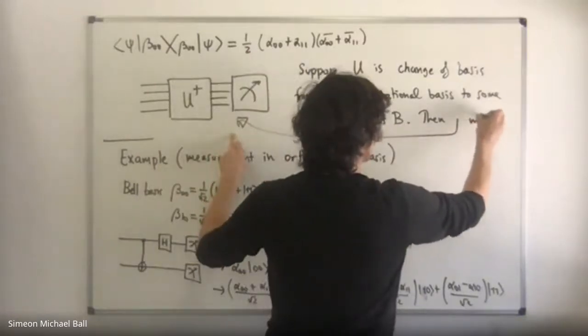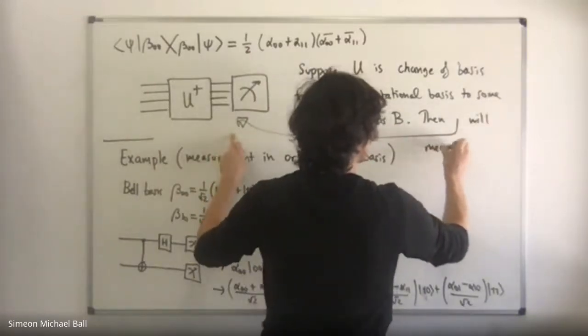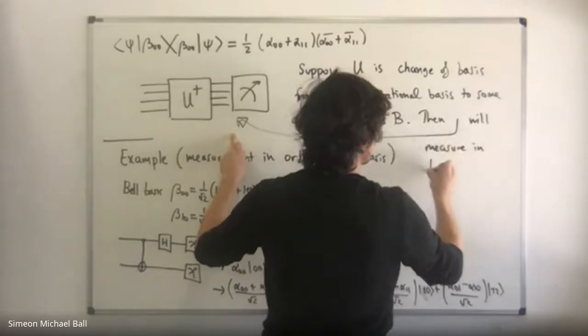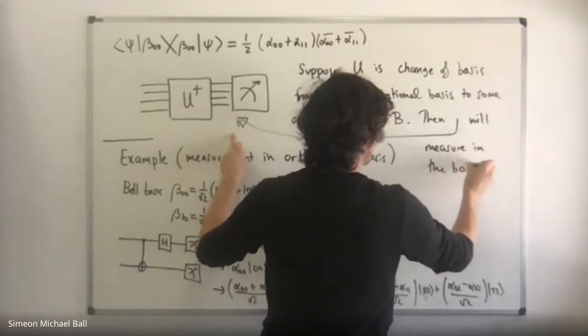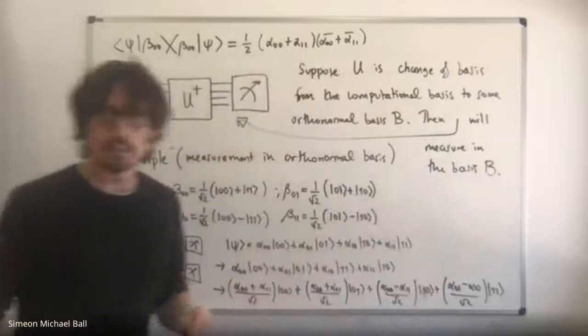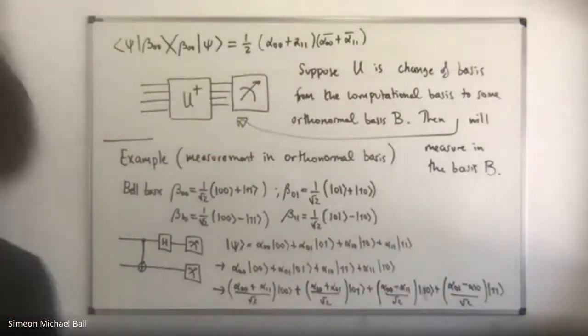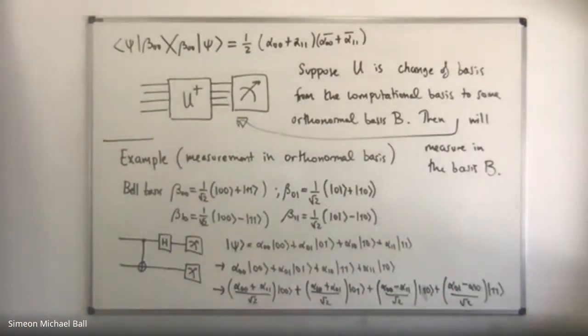will measure in the basis B. And if you want a proof, Adrian will provide the proof for you. I think that makes total sense, and there's almost nothing to prove, right? Put the change of basis back and measure.